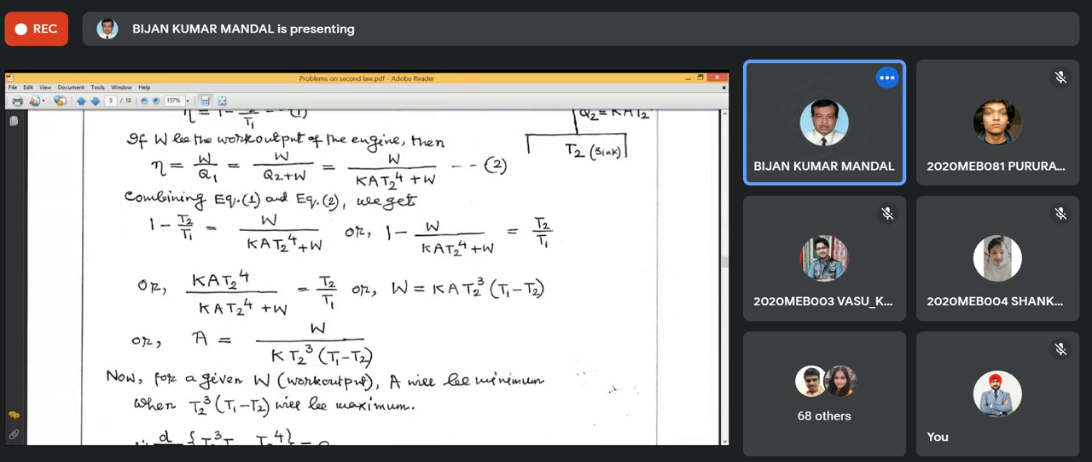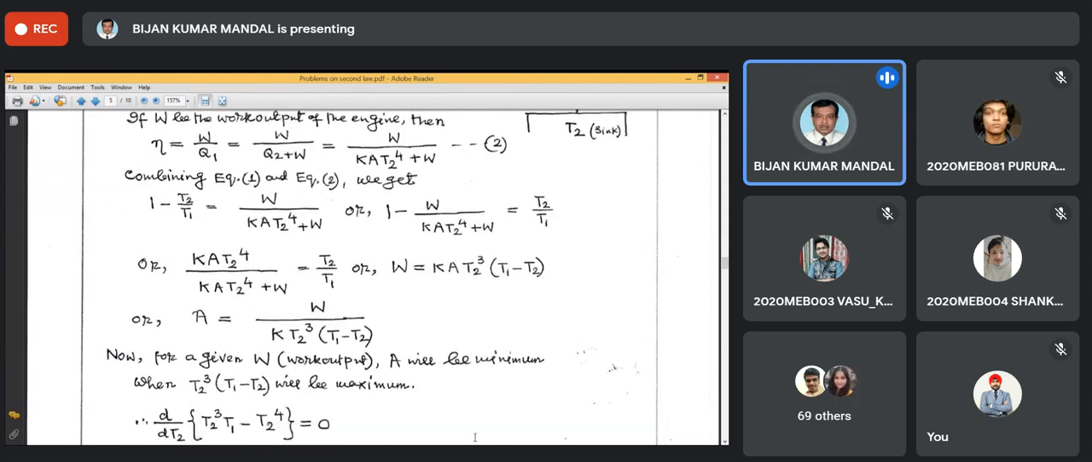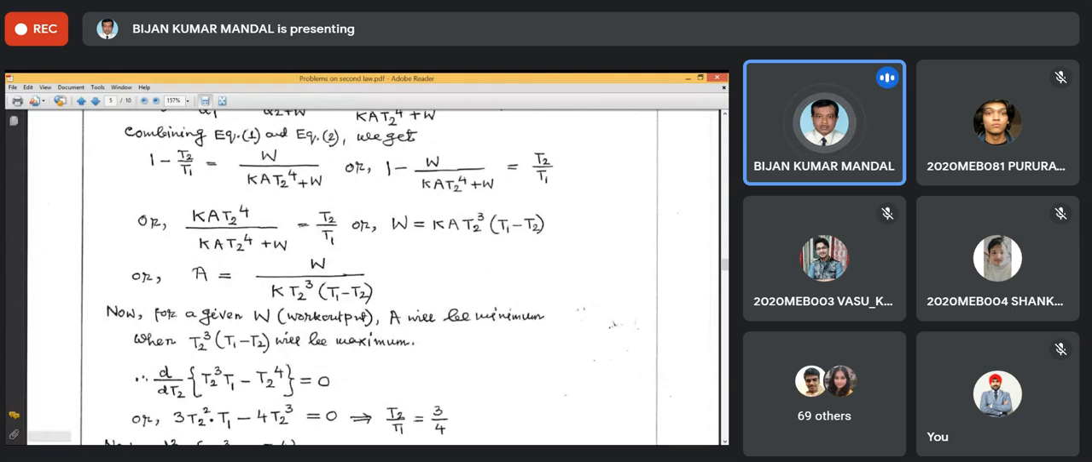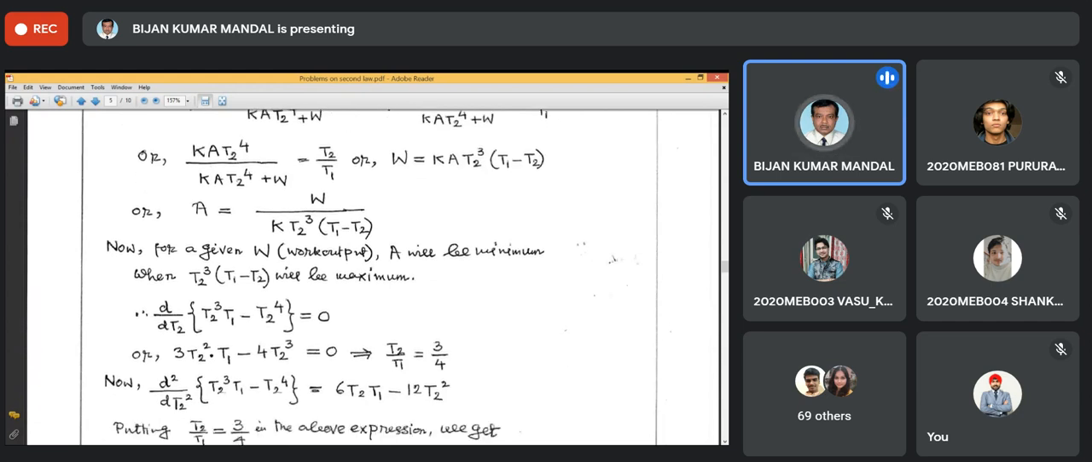Now it is given that for a given W, W is a constant, so A will be minimum when this term will be maximum, that is T2 to the power 3 into (T1 minus T2). Out of that, T1 is fixed, that is given. So we have to maximize that, so you have to put the derivative equal to 0. I think you know that. So we take the derivative d by dT2 and put this term equal to 0, and by calculations it comes out to be T2 by T1 equal to 3 by 4.